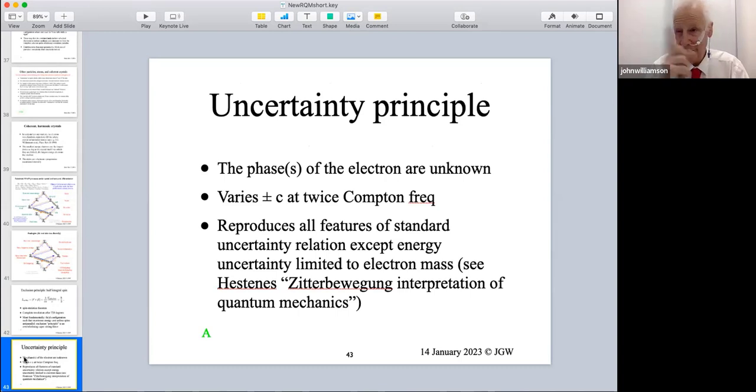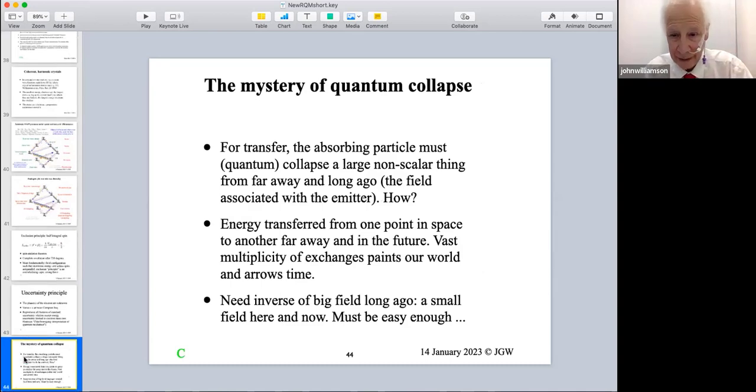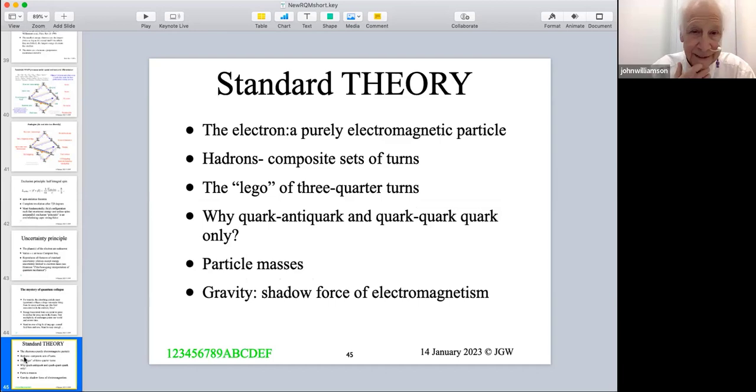And certainly, if things are zittering around like this, it's obvious that the thing is going to be uncertain by a factor of about lambda c over 4 pi, which it is. So Hestenes had already published a paper in 1980, while I was still at university, on this zitter-pervading interpretation of quantum mechanics. I think he's completely correct. Quantum collapse I was going to talk about, but I won't because it's not one of the questions.